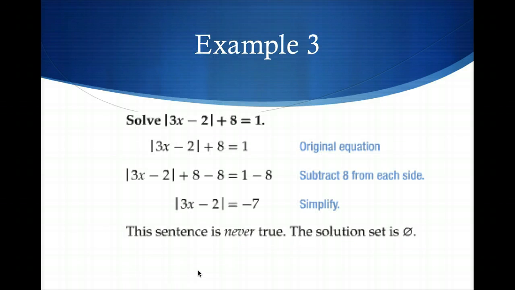So let's look at example 3. We're going to solve the distance from 3x minus 2 from 0 without regard to direction, plus 8 equals 1. So we've got the absolute value of 3x minus 2 plus 8 equals 1. We can't do anything inside the absolute value sign, so we're going to start by subtracting 8 from both sides. So we have the absolute value of 3x minus 2 is equal to negative 7. Well, that is never true. So the solution set is the null set or empty set.